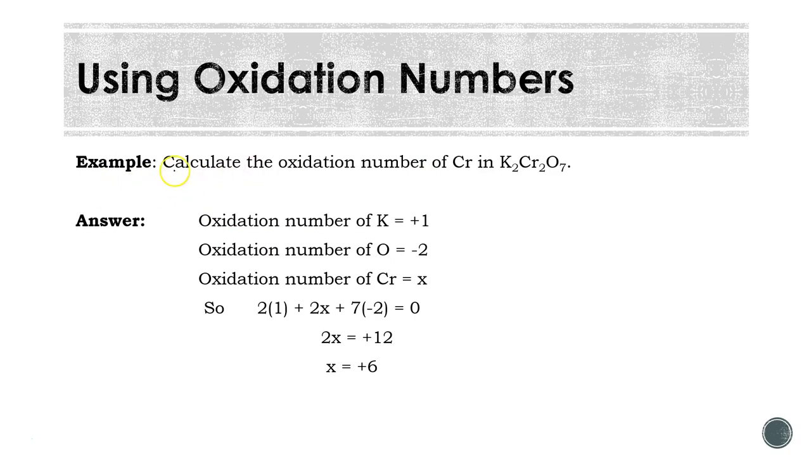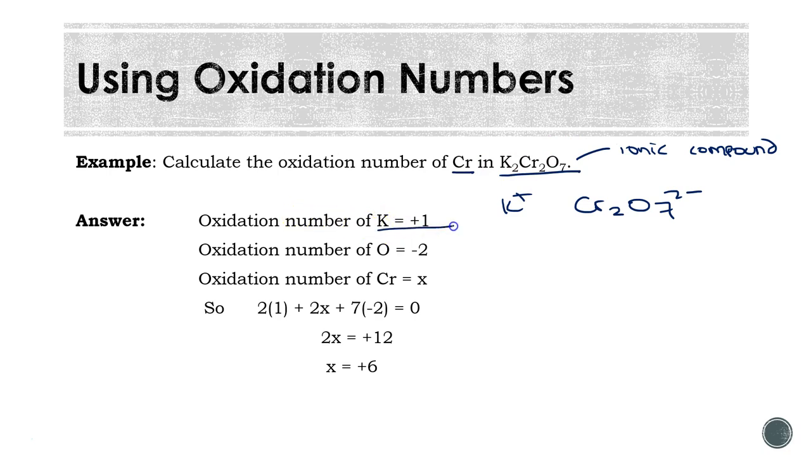So in this case, our example is to calculate the oxidation number of chromium in potassium dichromate. Okay, so hopefully you will realize that this is an ionic compound that is made up of K+, 2 lots of K+, and then we have Cr2O7 2-. So for a start, we know that the oxidation number of potassium is going to be +1. We have a rule for oxygen, and each oxygen will have -2.